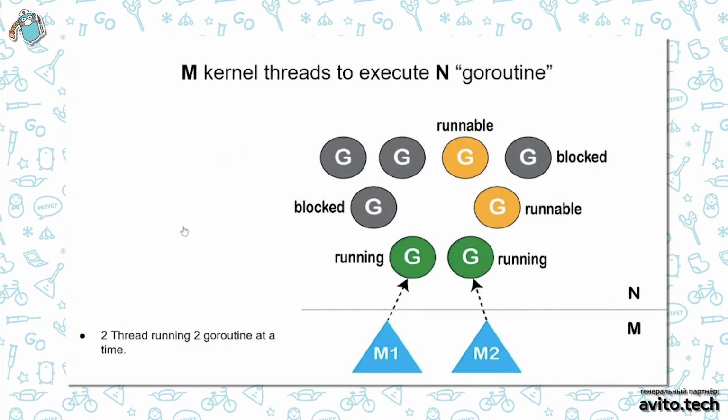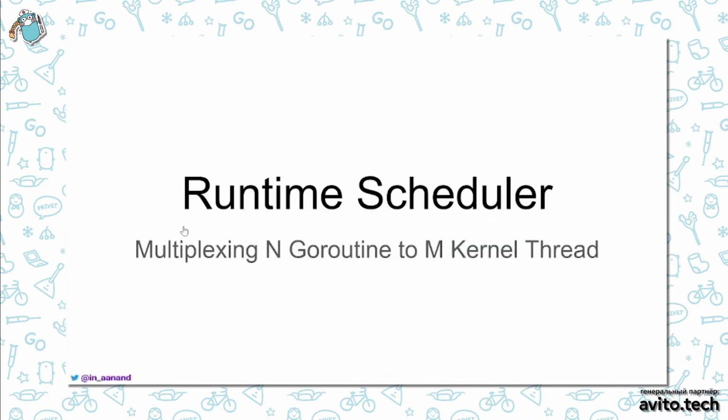So here, running means the goroutine is currently running on the kernel thread. Runnable goroutine states are goroutines waiting for a kernel thread to run. Blocked goroutine states are goroutines blocked on a channel, system call, mutex, etc. So the Go runtime manages these goroutines in various states by multiplexing n goroutines to m kernel threads.